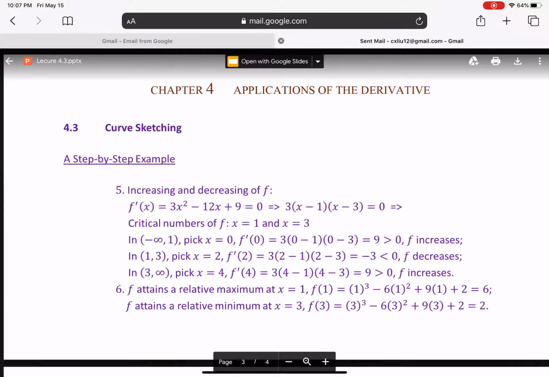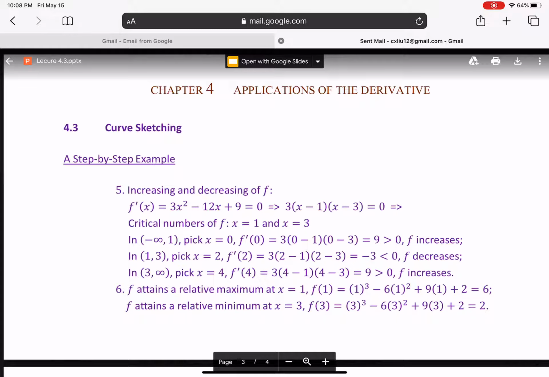Those two critical numbers divide the whole domain into 3 regions. In the region from negative infinity to 1, we can pick x equal to 0 as a test value to find f prime of 0 equal to 3 times (0 minus 1) times (0 minus 3). So we got 9, which is positive, so f increases. In the region from 1 to 3, we can pick x equal to 2 as the test point, and find f prime of 2 equals 3 times (2 minus 1) times (2 minus 3). We got negative 3, so f decreases.